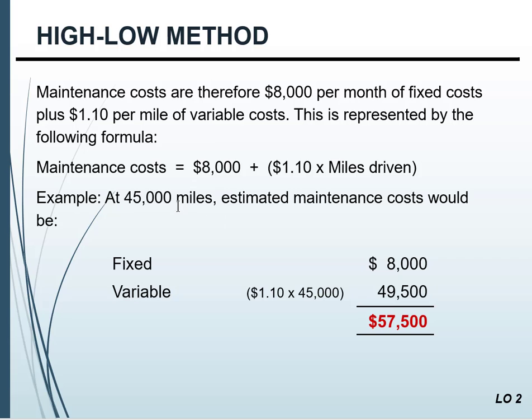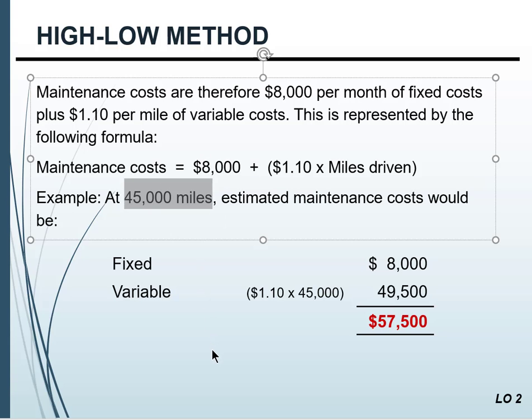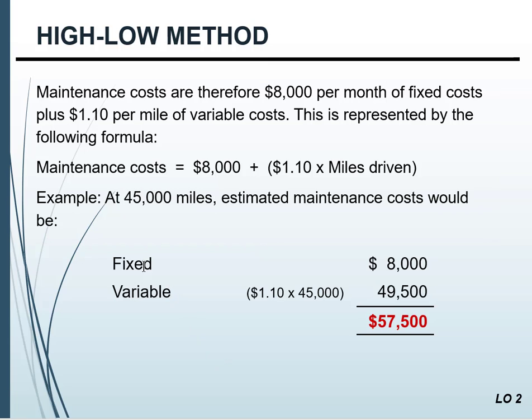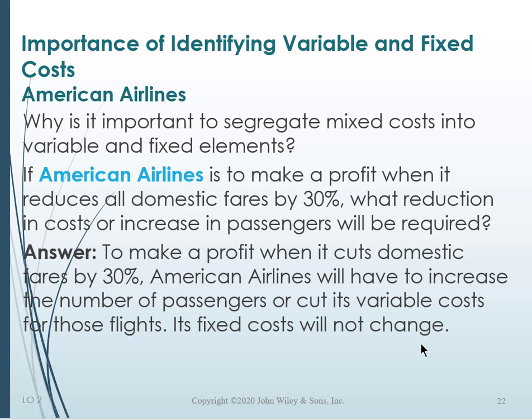So how would we apply this to the business? If we expect 45,000 miles next month, what is the total cost of that? The fixed cost we know is $8,000. Then $1.10 times 45,000. The total cost is $57,500. And of course, part of that is fixed and part of that is variable.